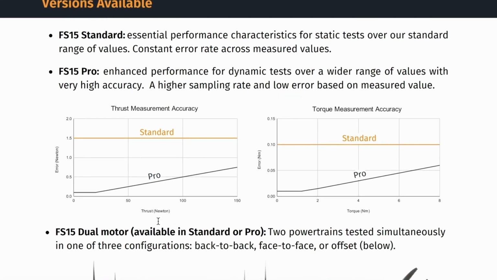At the lower end of the testing range is where the difference is most important. Say we're measuring 3 kgf or 30 newtons of thrust with the Flight Stand 15. With the standard version, the error on all values is 1.5 newtons, which is 5% of the 30 newtons we are measuring. With the Pro version, the error would be 0.5% of the measured value, so 0.15 newtons. This is a 10 times difference. At the upper end of the testing range, the difference starts to narrow, but it still exists.